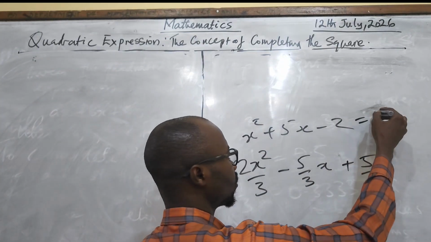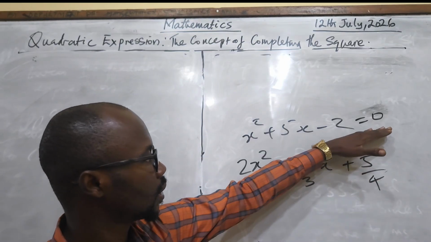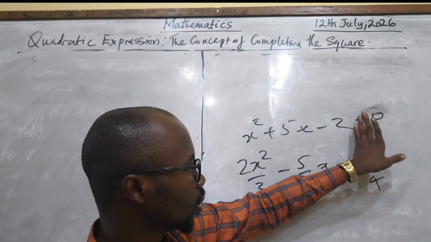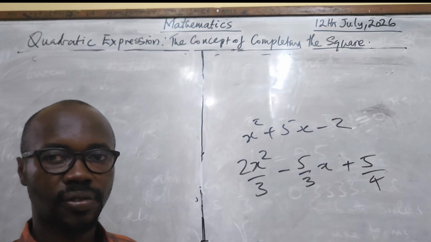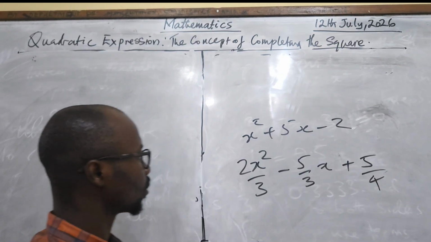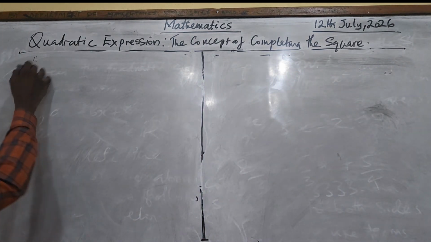Alright, so a little tip here. If I have here equals to 0, this is no longer a quadratic expression. This is a quadratic equation. So if I take away the equality sign, I have a quadratic expression. Alright, so let's jump into it.